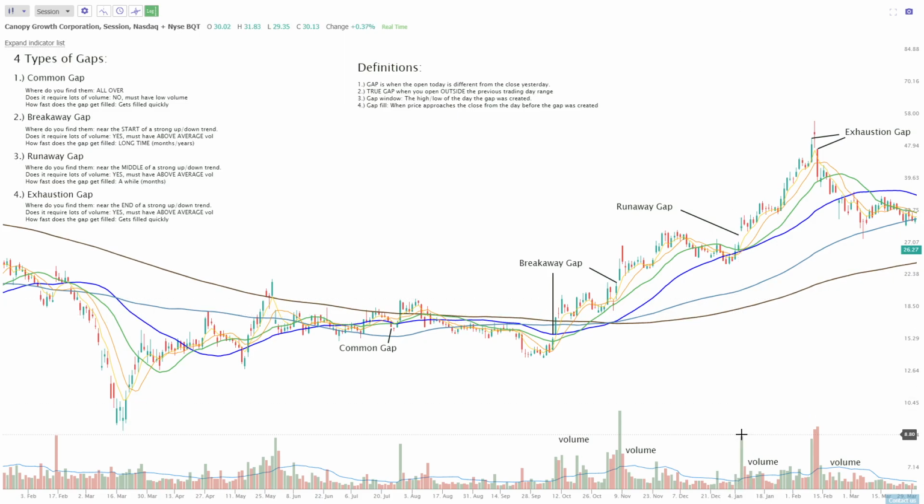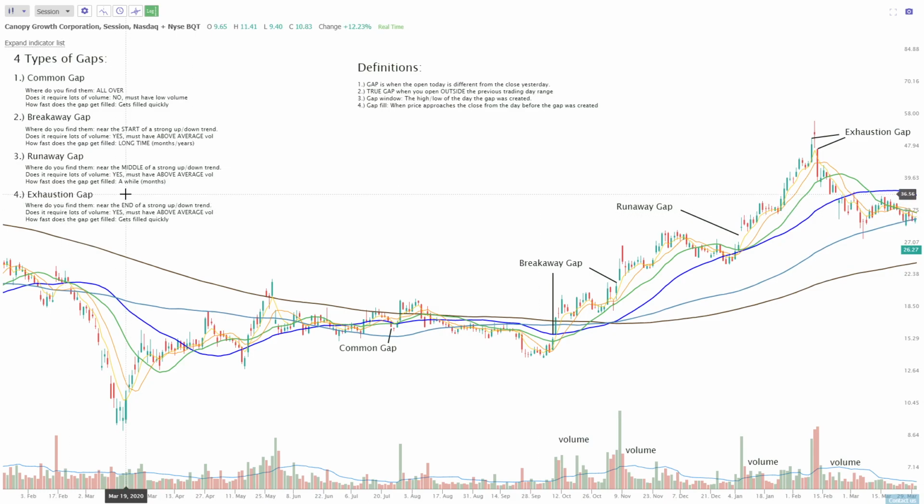Also, a lot of volume here, double, triple the average daily volume. And these do take a long time to get filled. I mean, this one here, January 6th, didn't get filled until March 5th and only was partially filled then. The full fill didn't come for quite some time.